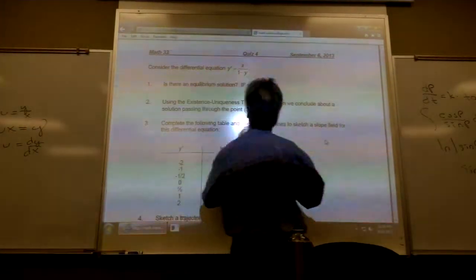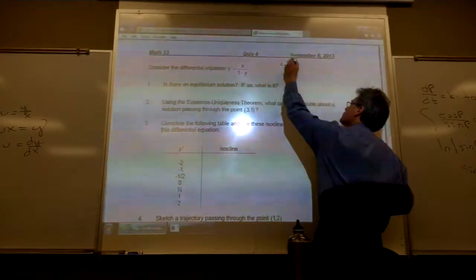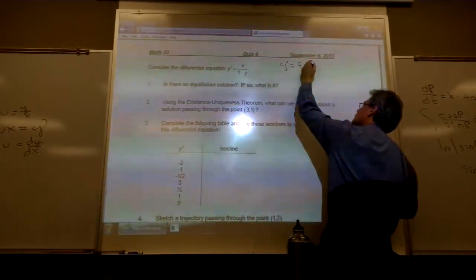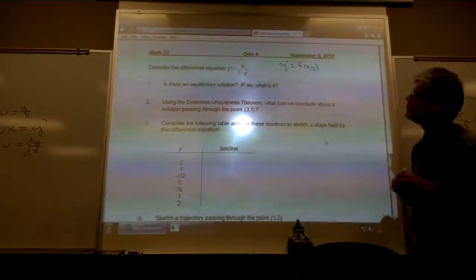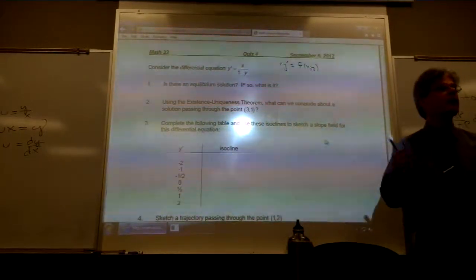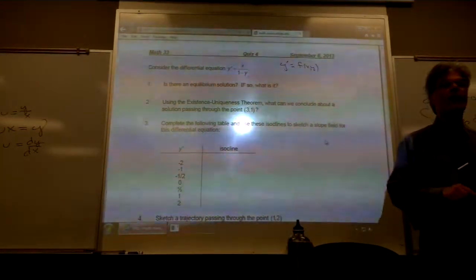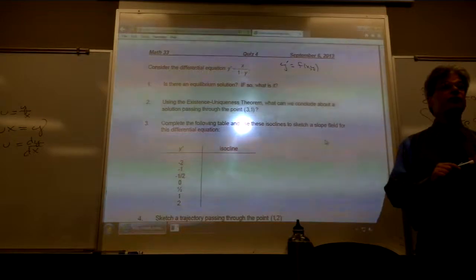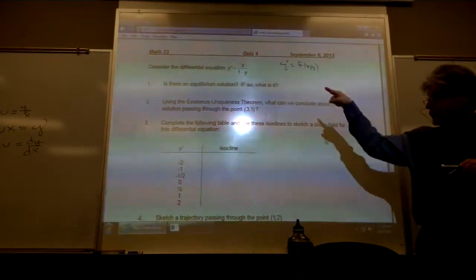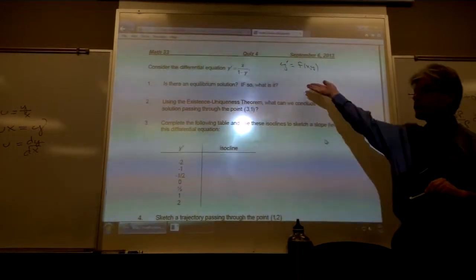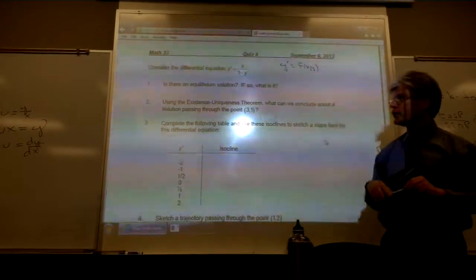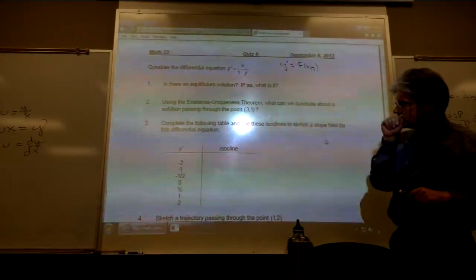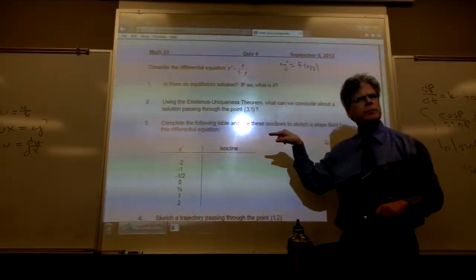So for both number 1 and number 2, wouldn't the equilibrium solution be x equals 0? No, I'll show you why in a minute. Do you guys agree that the differential equation is already expressed in this form right here? Yes. Skip number 1, do you mind? Let's go to number 2 first.